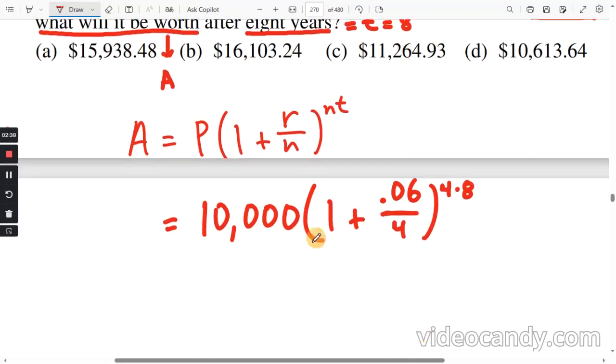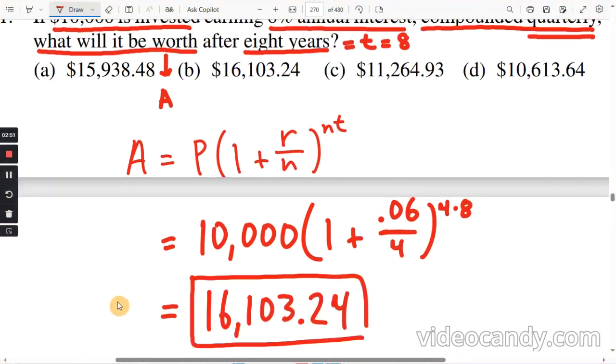All right. And really, you can do this in one shot on your calculator, and I would round to 2 decimal places, because we're dealing with dollars and cents. All right, 16,103.24, that is answer B.